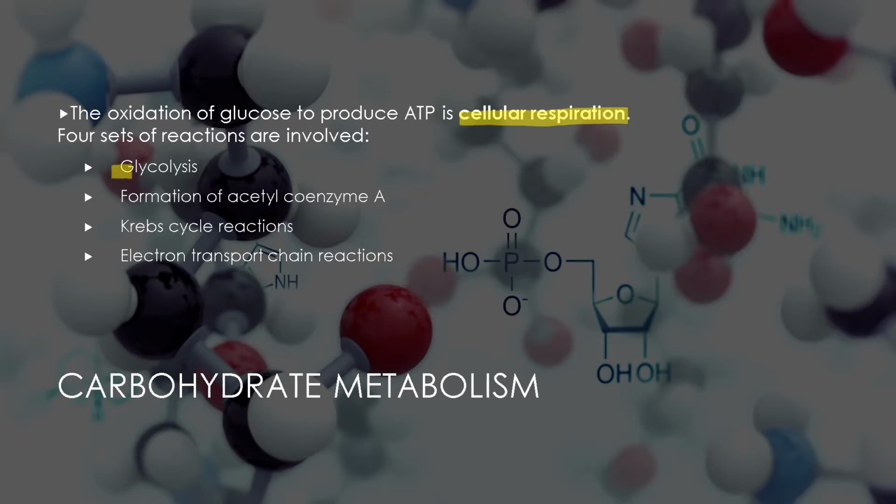These are glycolysis, the formation of acetyl coenzyme A, the Krebs cycle, and the electron transport chain, also known as the ETC. So we will go over each of these individually. This is a more complex set of metabolic reactions, so it's going to be a lot to go over.